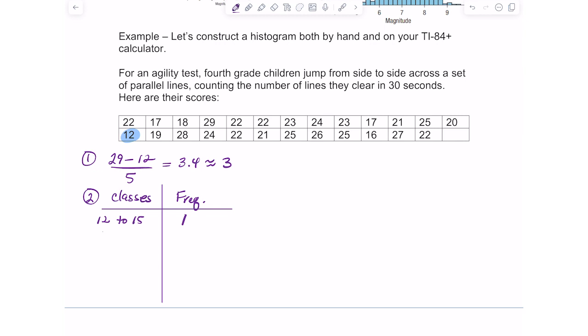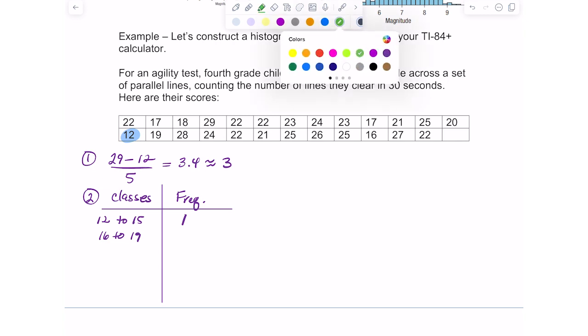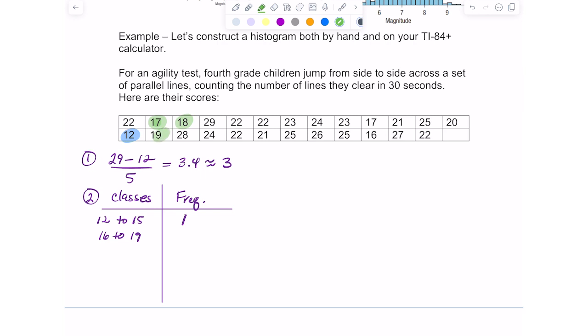To get my next bin, I'm going to start at 16 now, and I'm going to keep adding 3 to it. So 19, okay? And I'm, again, going to count how many numbers are from 16 to 19 inclusive. So here's one. Just going to color these in here. Anywhere I see a number from 16 to 19 inclusive. And it looks like I've got 5 numbers there. And I'm going to keep doing that.